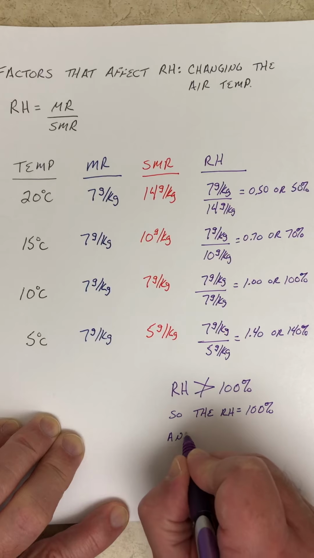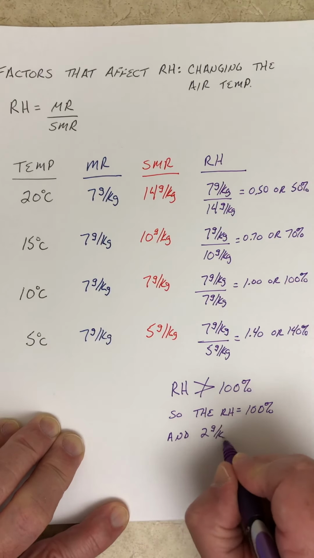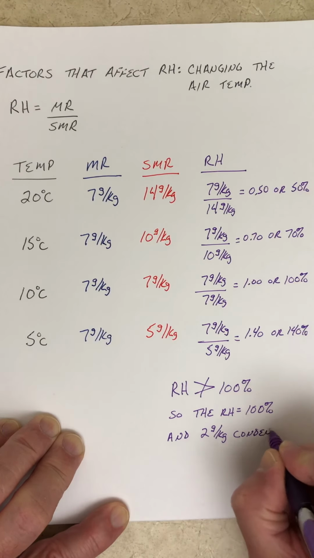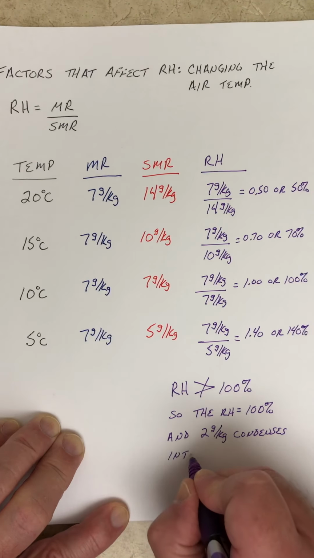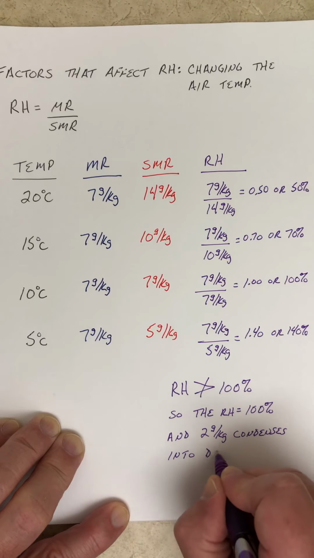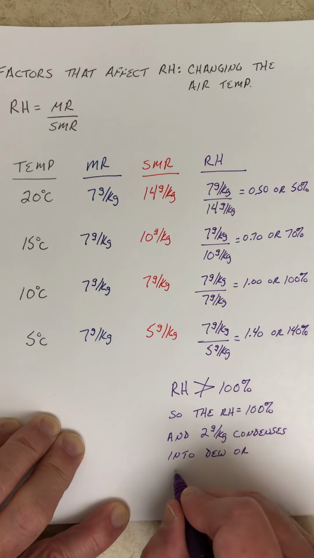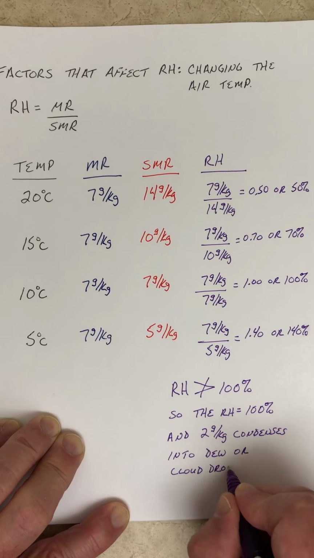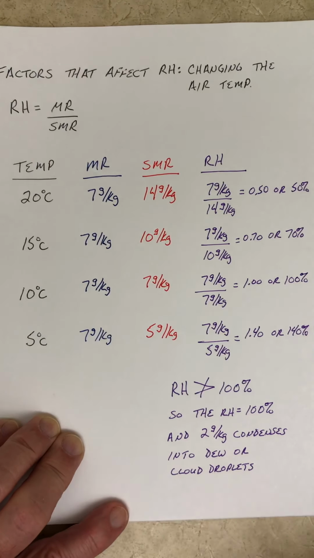So our relative humidity is 100%, and this extra 2 grams of water vapor, so 2 grams per kilogram, condenses. In nature, that's going to condense once again into dew or into cloud droplets if it's up in the atmosphere. If it's at the surface, it's going to condense into dew. If it is up in the atmosphere, it will condense into cloud droplets and you form a cloud.